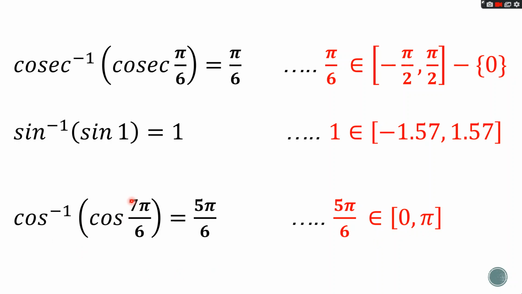Okay. Now cos of 7 pi by 6 is minus root 3 by 2. So the corresponding value for minus root 3 by 2 in the second quadrant is 5 pi by 6. Therefore cos inverse of cos 7 pi by 6 is equal to 5 pi by 6.